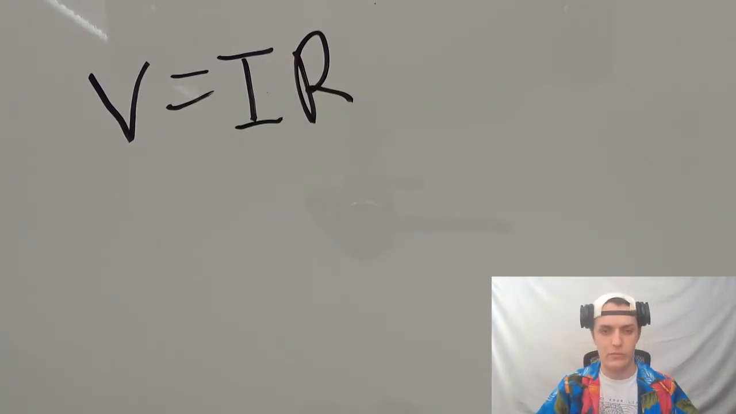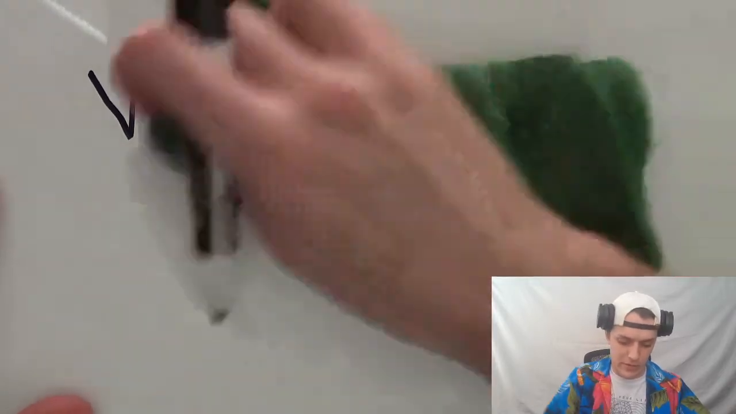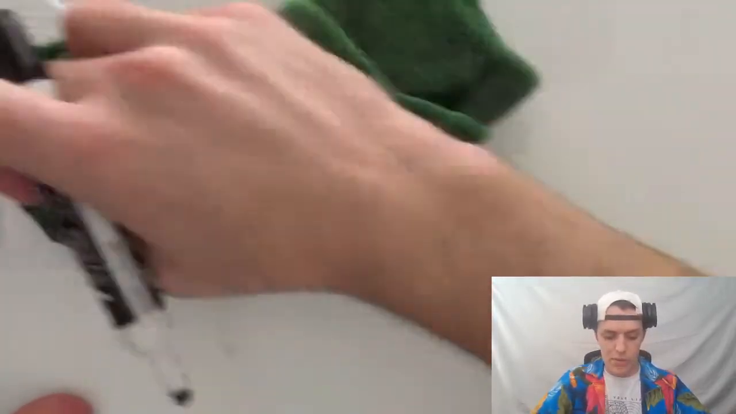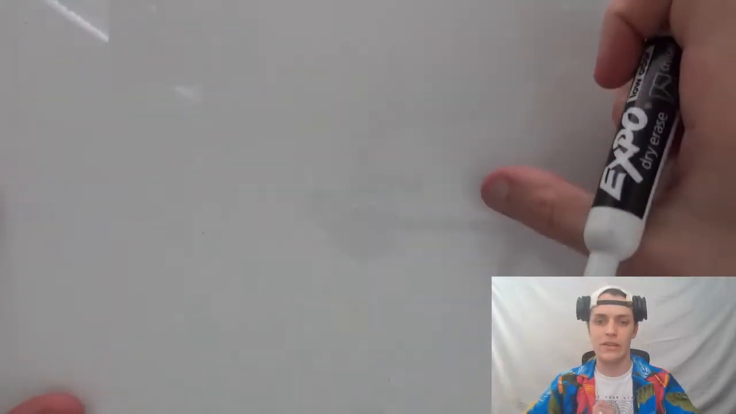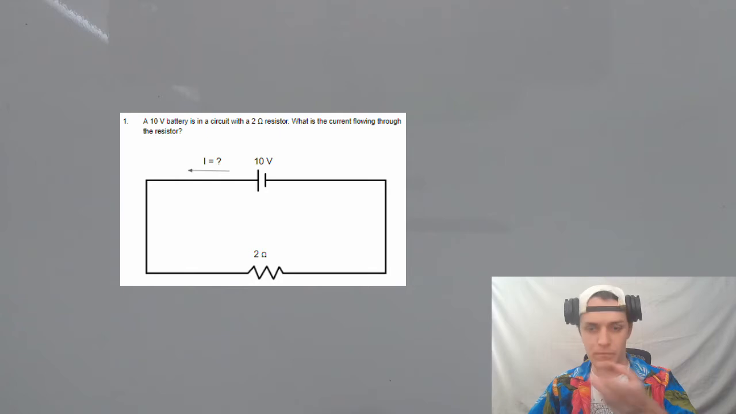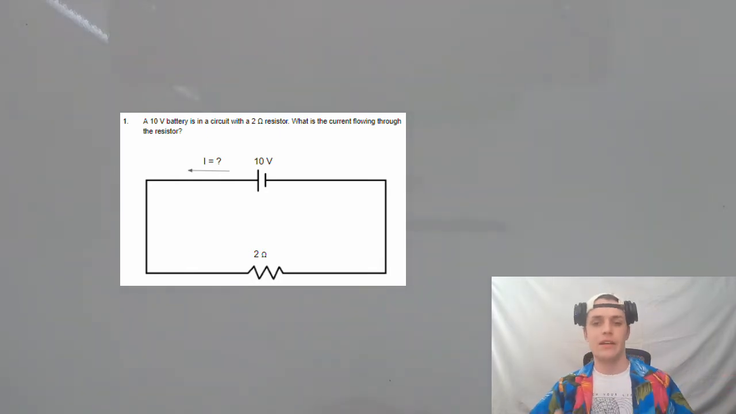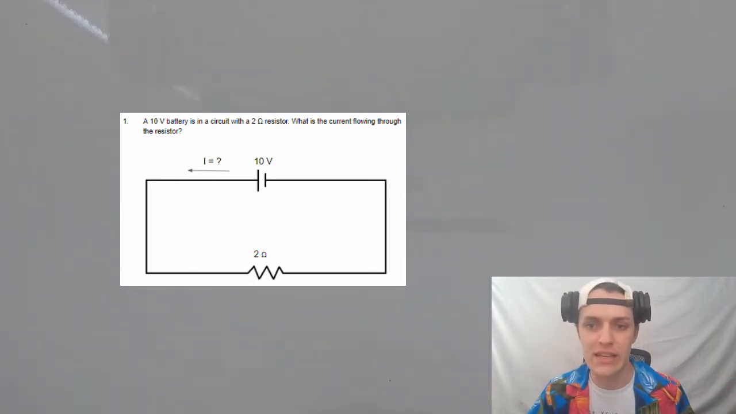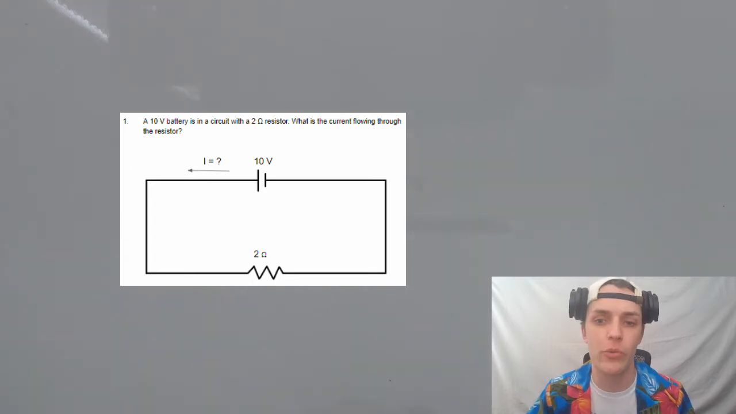This will make more sense as we use it, right? So I'll erase that, and we'll get into problem number 1, where I get to draw you a circuit diagram, and we get to look at that. Really straightforward, though. Number 1 says, a 10-volt battery is in circuit with a 12-ohm resistor. Omega being ohms, right? What is the current flowing through the resistor?